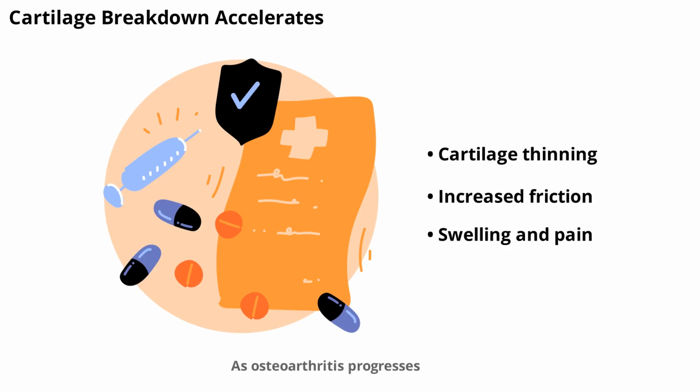As osteoarthritis progresses, the cartilage begins to thin and break down more rapidly. Small cracks and rough spots may appear on the cartilage surface. This damage reduces the joint's ability to move smoothly, and friction between bones increases. The body may respond by producing more synovial fluid, leading to swelling. At this stage, people may start to notice occasional joint pain or stiffness, especially after periods of inactivity or overuse.